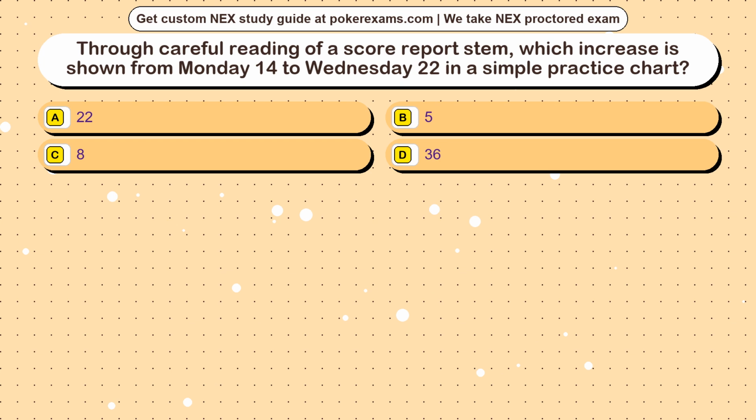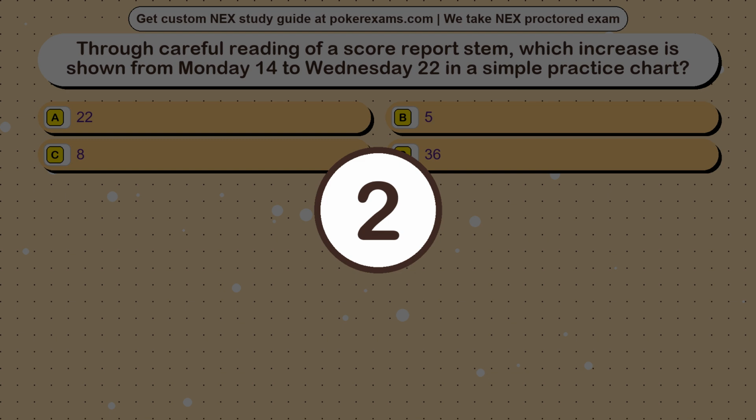Question 25. Through careful reading of a score report STEM, which increase is shown from Monday 14 to Wednesday 22 in a simple practice chart? Option A, 22. Option B, 5. Option C, 8. Option D, 36.